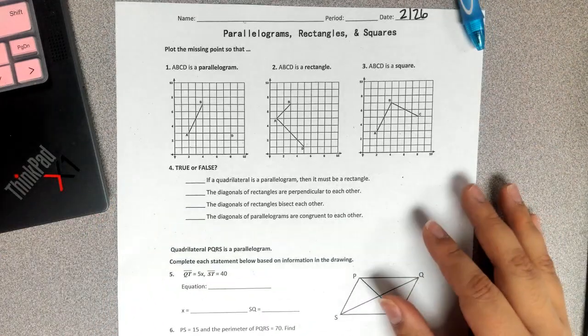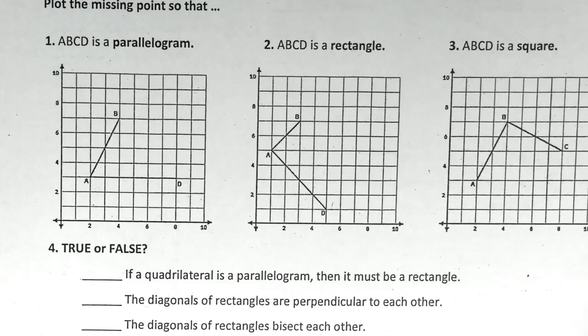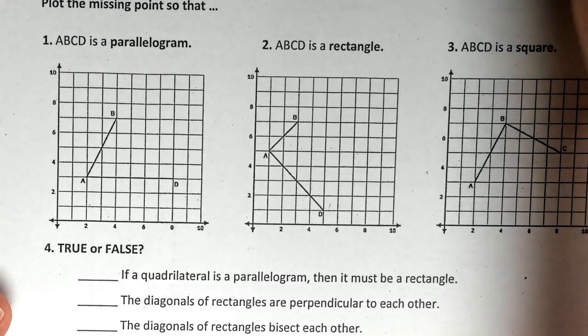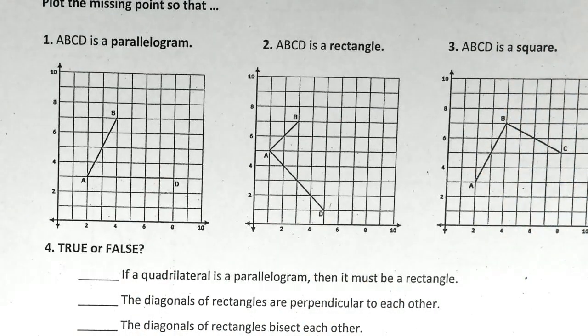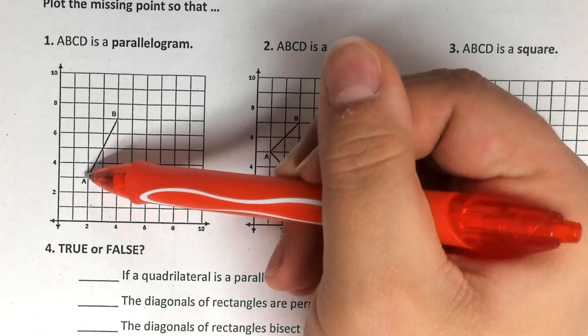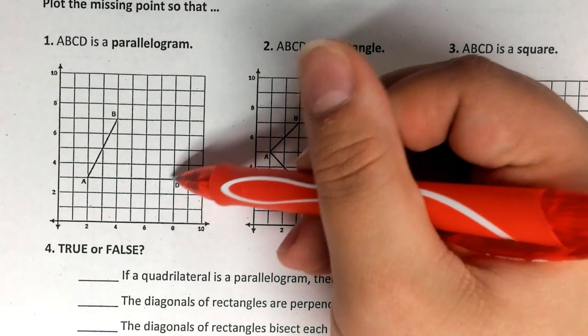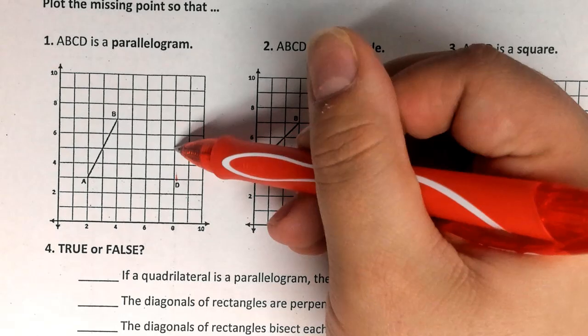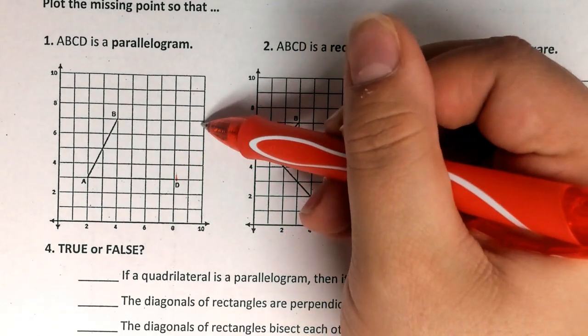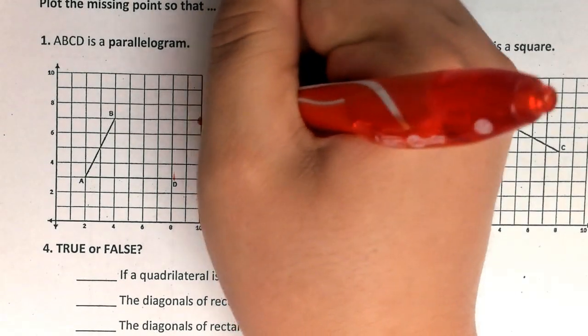All right, so for those of you that maybe didn't write it down, as a reminder, parallelogram, opposite sides are parallel. Somebody said I can do rise over run. 1, 2, 3, 4 over 2. So over here we went 1, 2, 3, 4 over 2. And that's how we got point C.